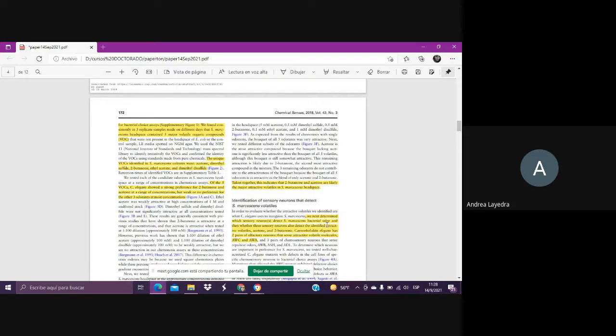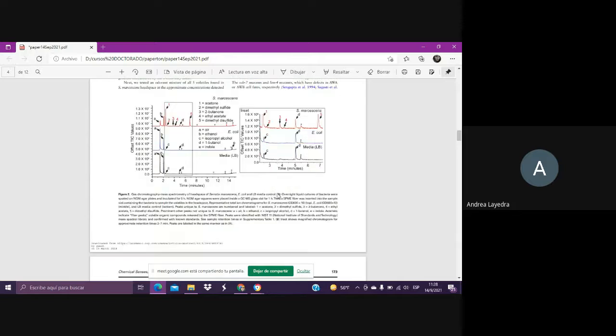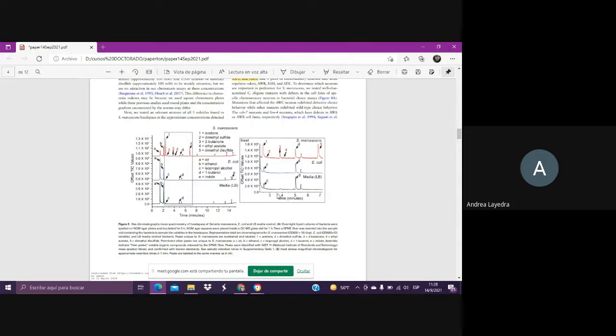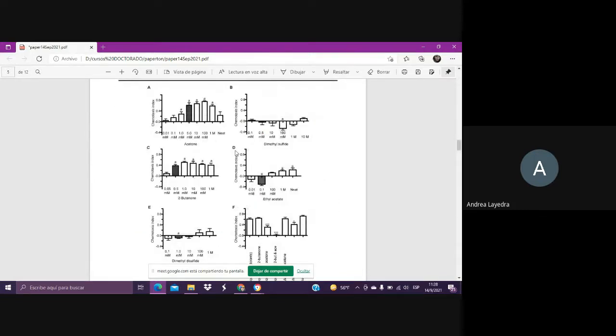The major volatiles released by Serratia marcescens were acetone, dimethyl sulfide, 2-butanone, ethyl acetate, and dimethyl disulfide, which were identified using solid phase microextraction and gas chromatography coupled with mass spectrometry. Of the 5 volatile organic compounds, C. elegans showed a strong preference for 2-butanone and acetone at a range of concentrations, but weak or no preference for the other 3 odorants at most concentrations.